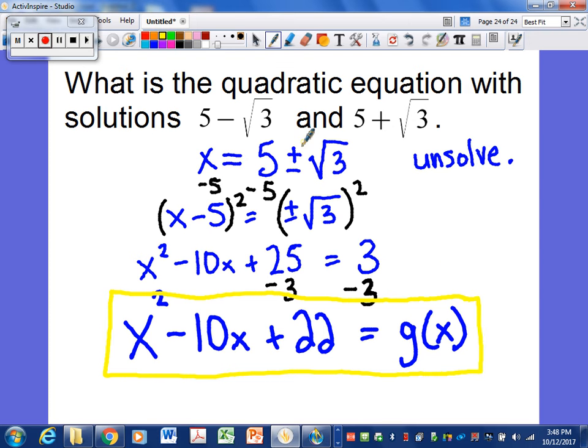So we recap. We start by writing them as x equals. We unsolve this so that we get it to equal 0, but rather than writing 0, we write a function name. So x squared minus 10x plus 22, that is the quadratic equation that, when solved, gives me 5 minus root 3 and 5 plus root 3 as answers.